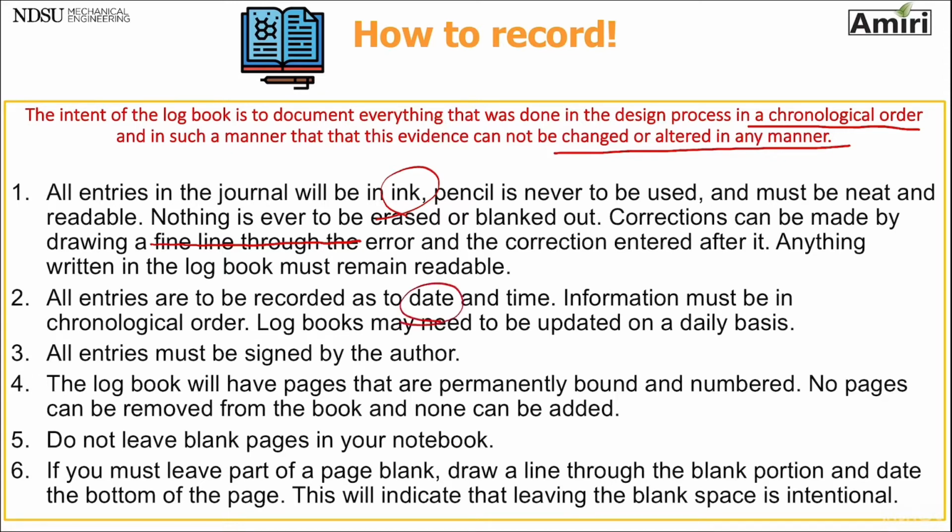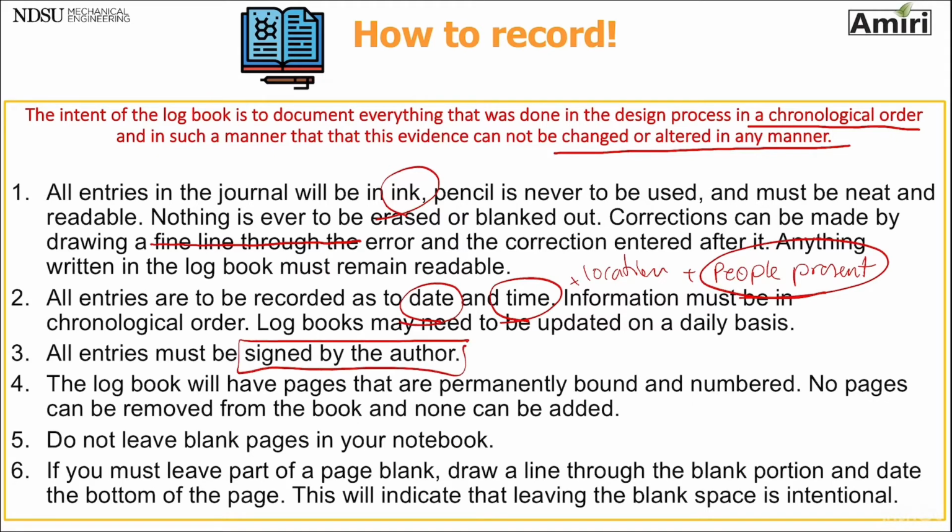Every entry needs to have date, time, let me add this, location, plus people present. If you're the only one present, you're sitting in your apartment at midnight, you have an idea, you want to record it in your notebook, you can write your own name, or you can write self, or you can just write myself. But again, it helps to have who was present where. As we mentioned, every entry needs to be signed by the author. Your mentor, however, can sign whenever they want or not at all. That's fine. They don't have to sign your notebook.